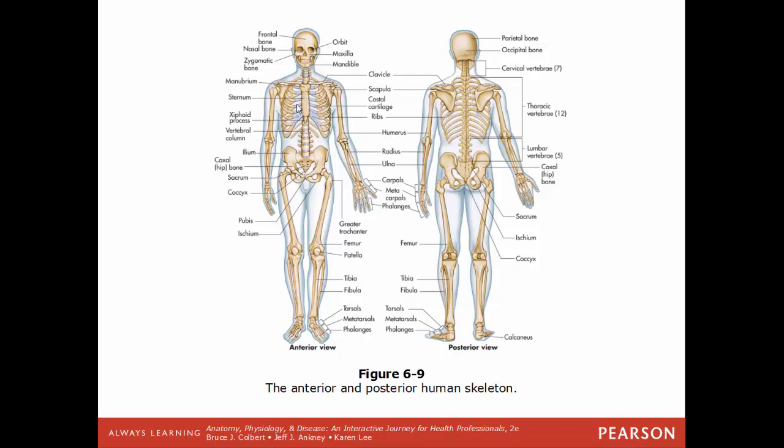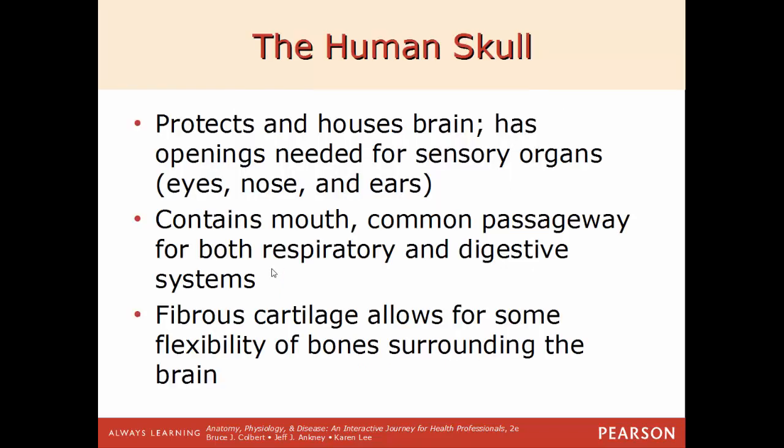Everything else will be the appendicular. So the arms, the shoulder girdles, the hips, and the legs. All those will be considered the appendicular skeleton. Right, now move on to the human skull.